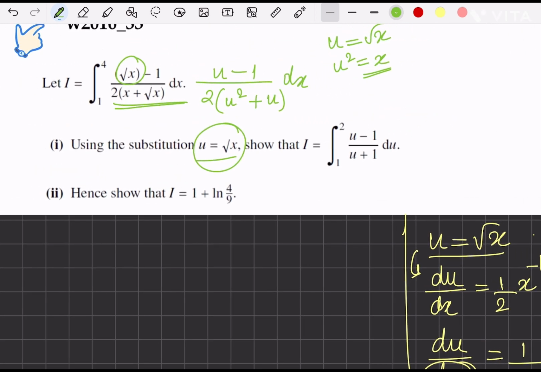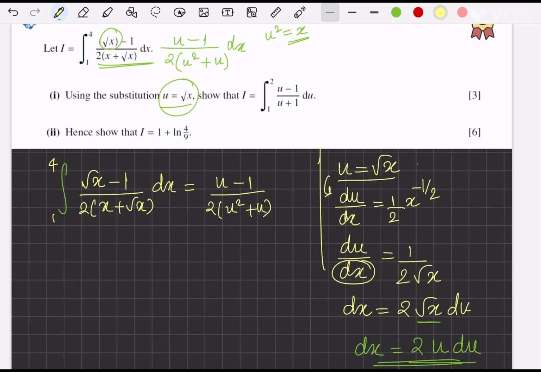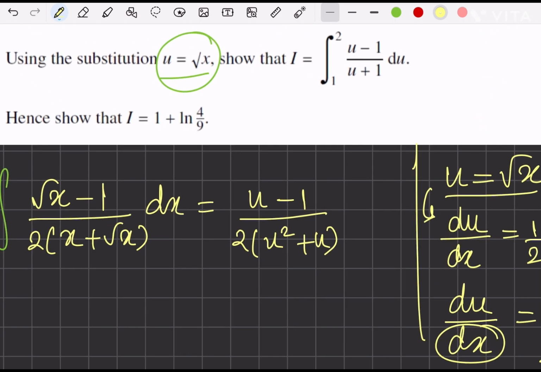So now in place of dx we can write whatever value we have got here. So I'll write down over here integration from 1 to 4 of root x minus 1 over 2 into x plus root x dx. This can be written as u minus 1 over 2 times u square plus u, and in place of dx I will just write 2u du, into 2u du. That's all.